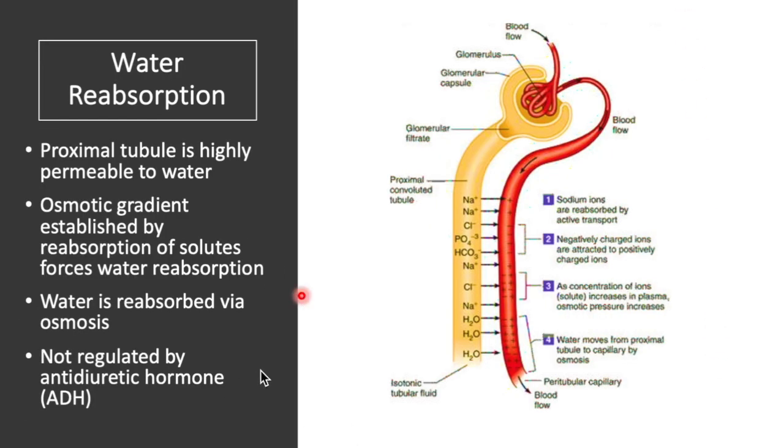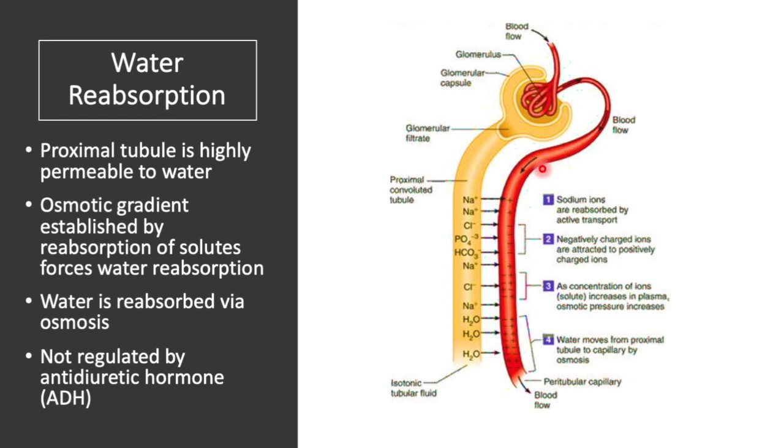Reabsorption of water. Proximal tubule is highly permeable to water, meaning that it does not need any hormones such as ADH to alter its permeability to water because it is already permeable to water. So water will be reabsorbed from the lumen into the capillary blood because of higher osmolarity or higher osmotic pressure in the capillary. This higher osmolarity of blood is contributed to by the solute reabsorption that occurred earlier.